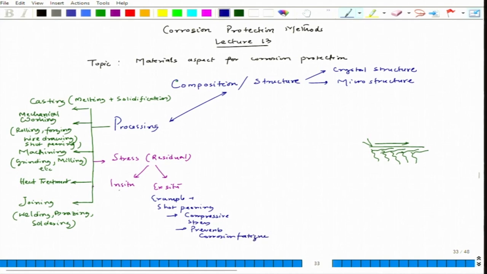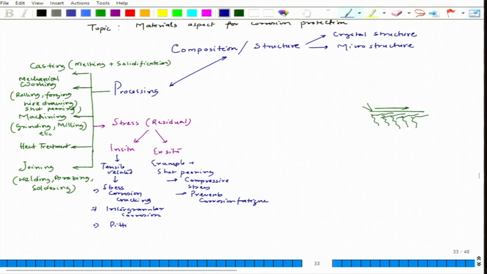And in situ, definitely, if it is tensile related, that might lead to stress corrosion cracking. That can lead to intergranular corrosion. It can lead to pitting. All those possibilities exist. So we have to also look at the stress part. And since the stresses are coming due to processing, we put it in this particular group: the working related or processing related stress evolution in the material.